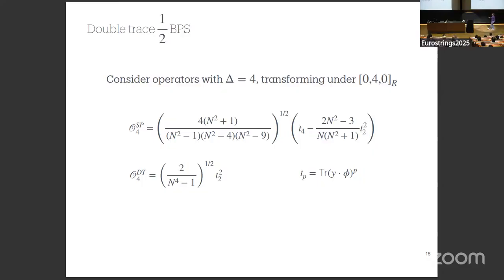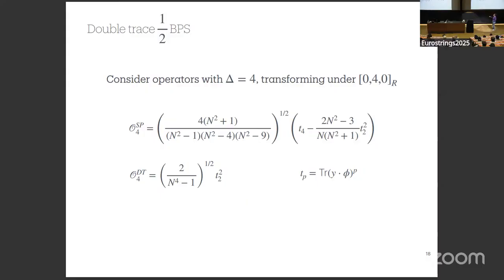So you see that this is a linear combination of an object which is essentially a double trace, and an object which is a single trace, but this object is dual to a single particle state. And then there is another operator, which is genuinely dual to a multiparticle state that we denoted by dt. This is very nice, that this actually happens for any p.